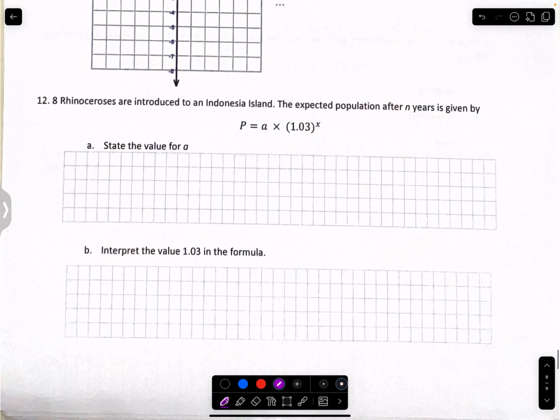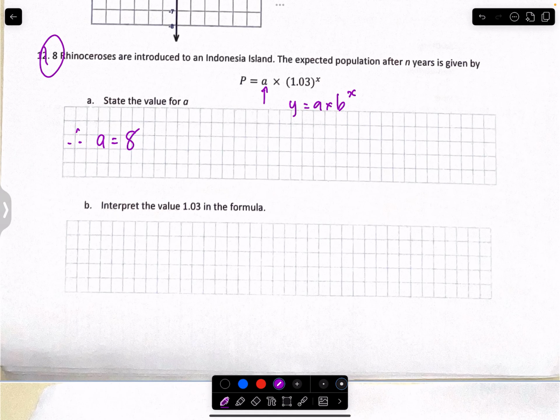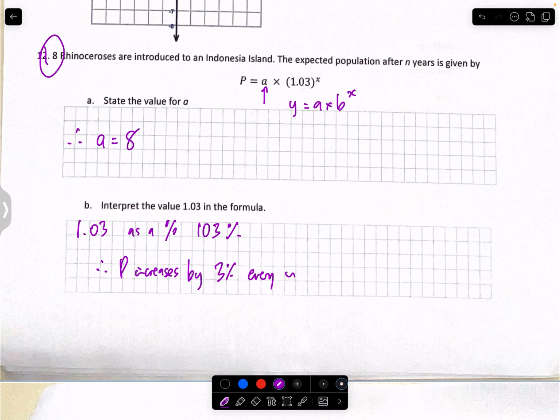Rhinoceroses are introduced to an Indonesian island. Expected population after n years is given by the formula. State the value for a. Started with 8. A in the form y equals a times b to the x is the starting value, therefore a is equal to 8. Interpret the value of 1.03 in the formula. 1.03 as a percent is 103%. Therefore, P increases by 3% every year.